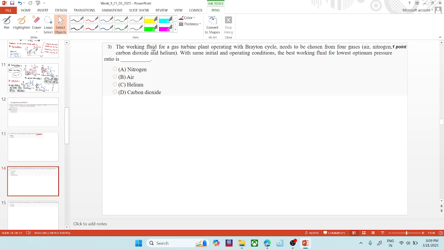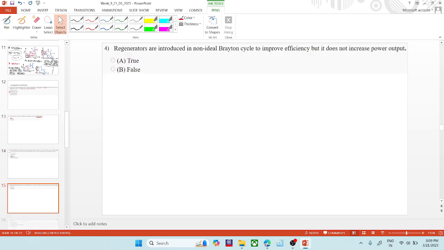Third one is the working fluid for a gas turbine power plant operating with the Brayton cycle, which needs to be chosen from four gases: air, nitrogen, carbon dioxide, and helium. With the same initial and operating conditions, the best working fluid for the lowest optimum pressure ratio would be helium. Okay, and that depends on the gamma value. So the lowest optimum pressure would be for helium only.